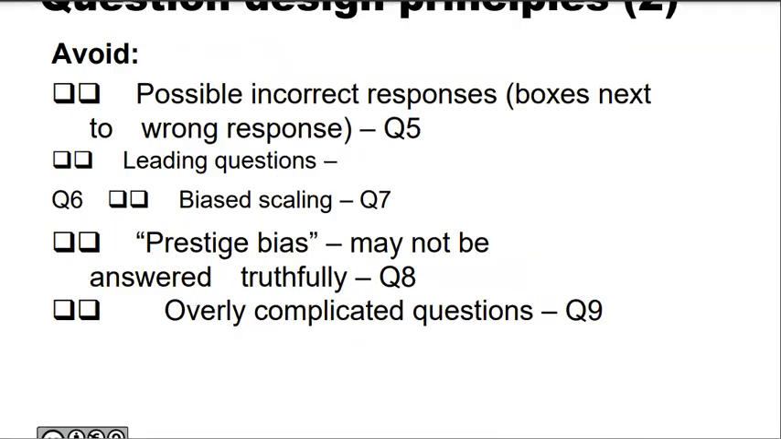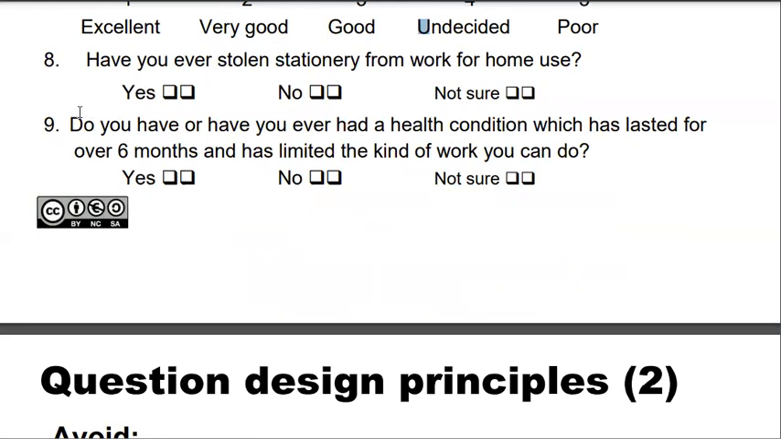Then overcomplicated questions, that's question 9. Do you have or have you ever had a health condition which has lasted for over 6 months and have limited the kind of work you do? So this is kind of complex. So I have to meet all of the conditions first to know whether to answer a yes or a no.